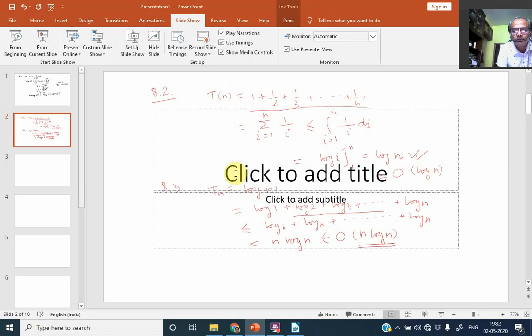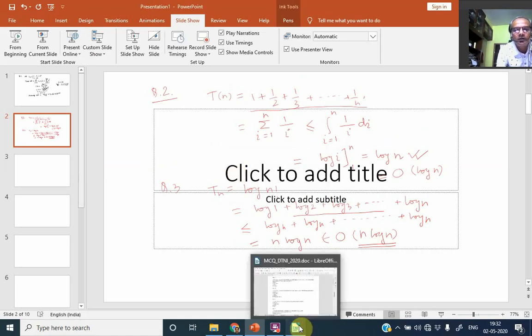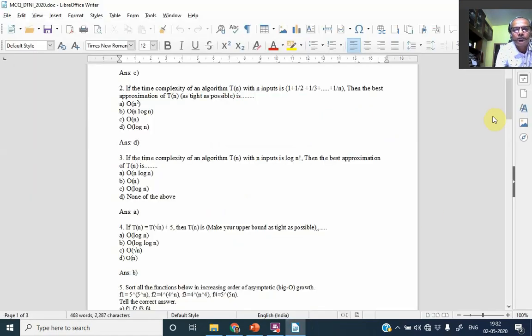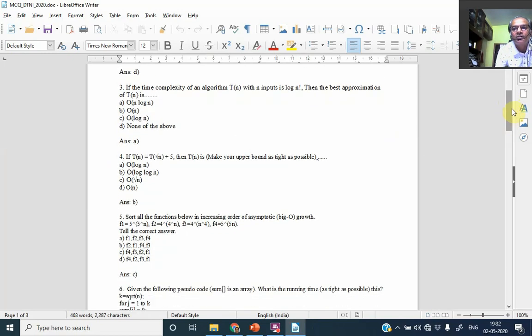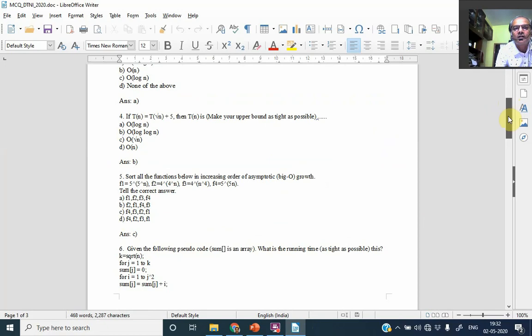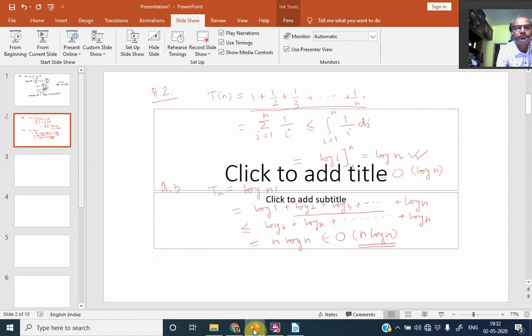Next question is the fourth question. Fourth question is a very nice question. You see this? I don't know whether you've done it or not. That is Tn is equal to T of square root of n plus 5. Acha, how do you do this? You see this.